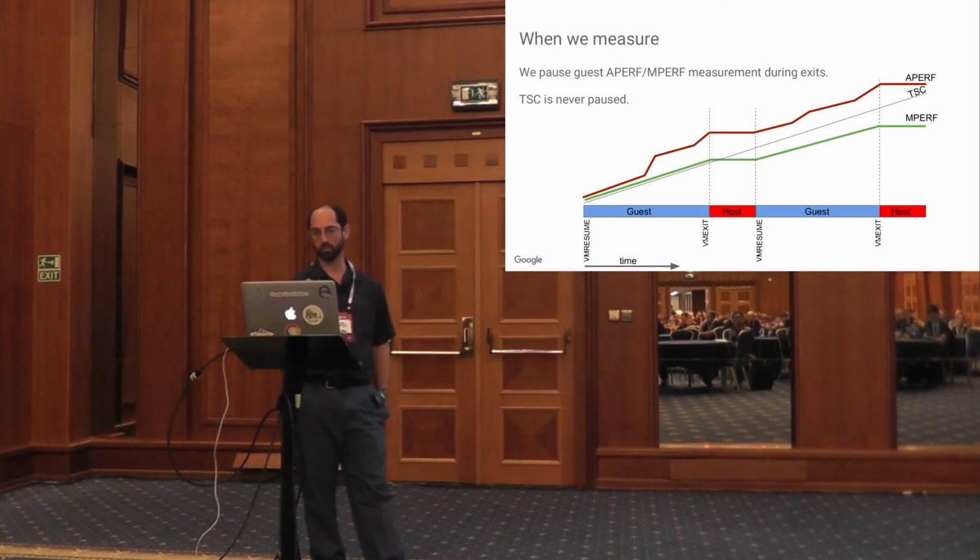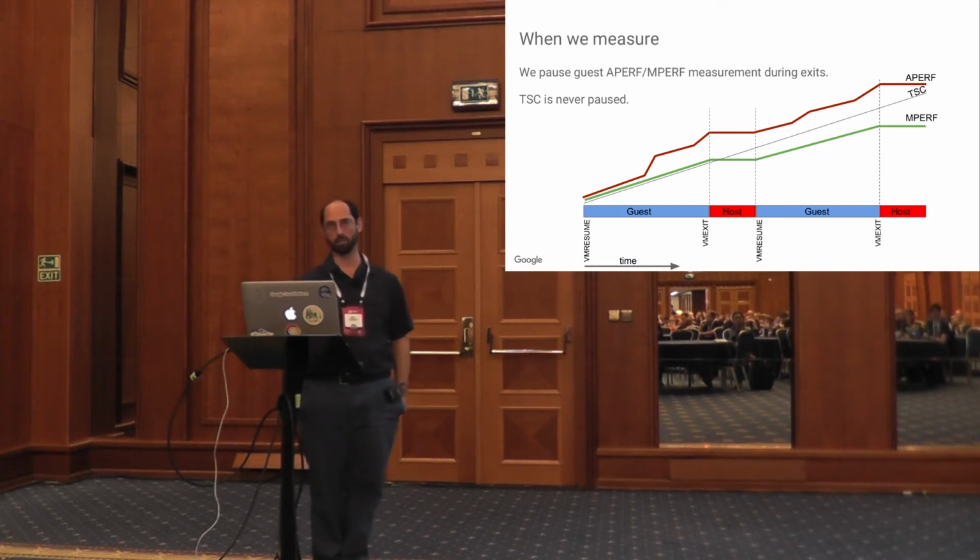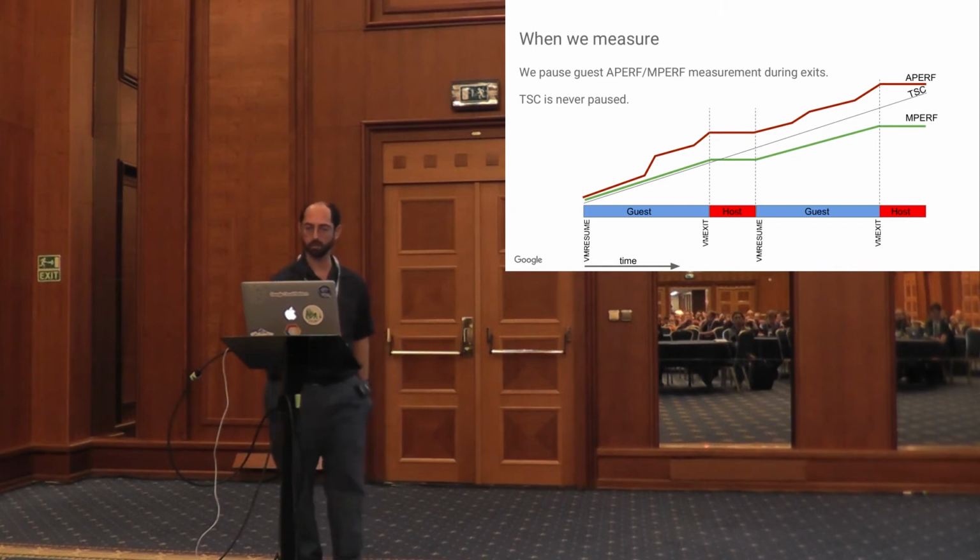So APerf and MPerf always are discontinuously paused during non-guest cycles. And this is a picture that's different for every vCPU, because each vCPU in a VM might be having a different turbo and halting history.